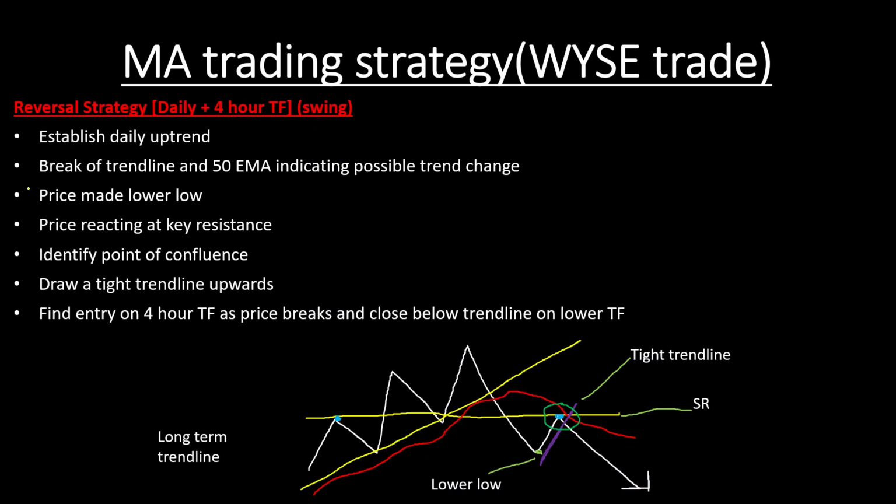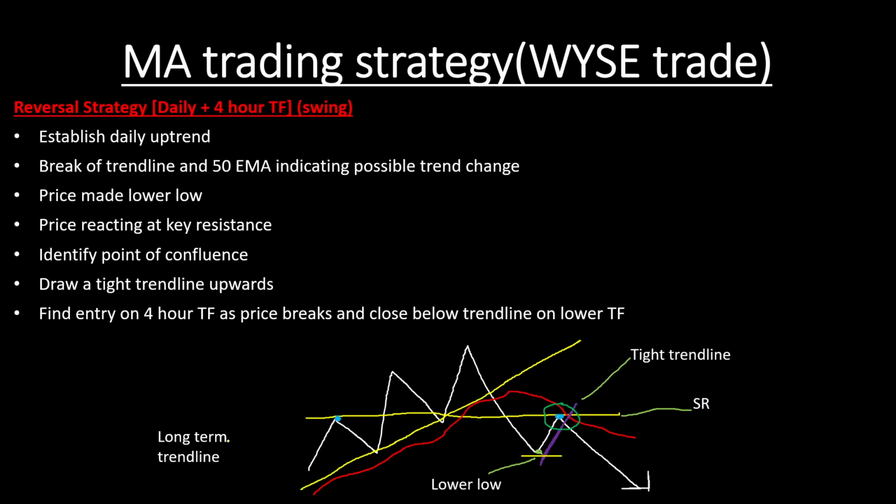So once we establish that, we're looking for a break of the trend line and 50 EMA indicating a possible trend change. So the longer term trend is up. And then we have this long-term trend line here, and we can see that price is clearly respecting that trend line, going up until eventually we see that price breaks below this trend line and price breaks below this 50 EMA as well, this red line here. Then price made a lower low, which is this level here. It broke below this last point of defense and created a lower low.